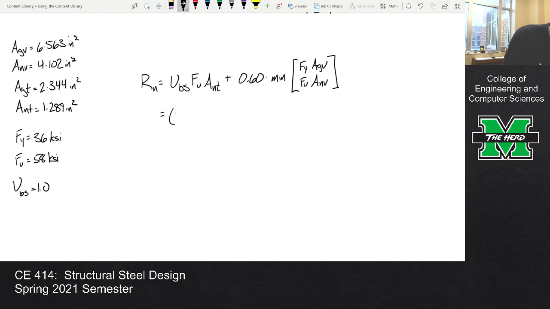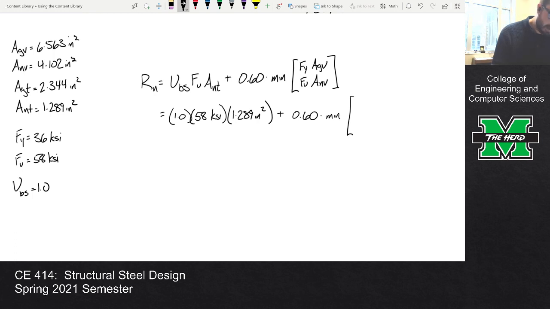So we have 1.0, 58 KSI. ANT was 1.289. As I'm writing this, if I have a number that's off, let me know. Plus 0.60 times the minimum of, let's see, 36 KSI and 6.563 inches squared, and then 58 KSI times 4.102 inches squared.